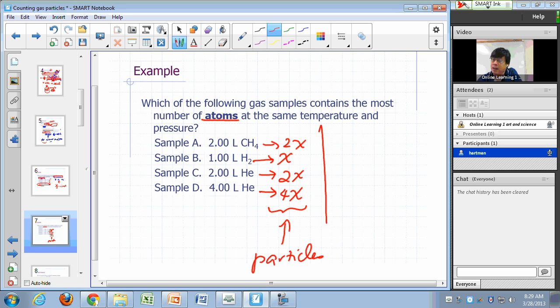How many atoms does this sample A actually have? How many atoms does sample B actually have? How many atoms does sample C actually have? And how many atoms does sample D actually have? So what would be the answer for this one? D? Okay. All right.